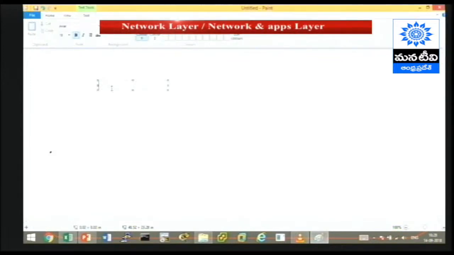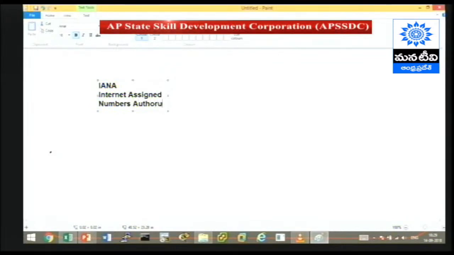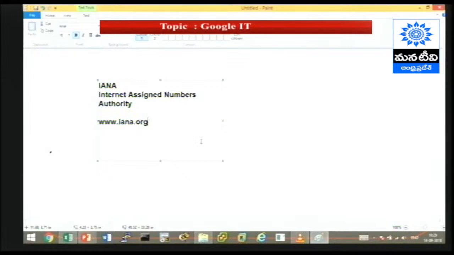So these IPs are managed by an organization called IANA, which stands for Internet Assigned Numbers Authority. This is the global organization which allocates the IP addresses to the global users. You can also visit the website www.iana.org to get more details about how these IPs are allocated and the different classes, etc.